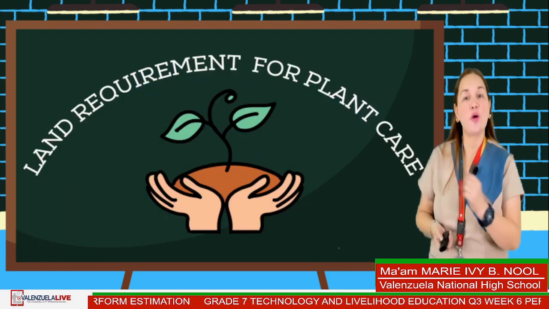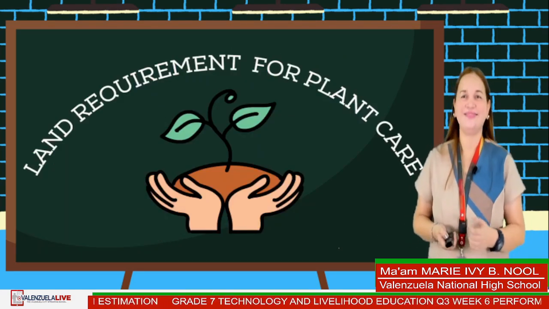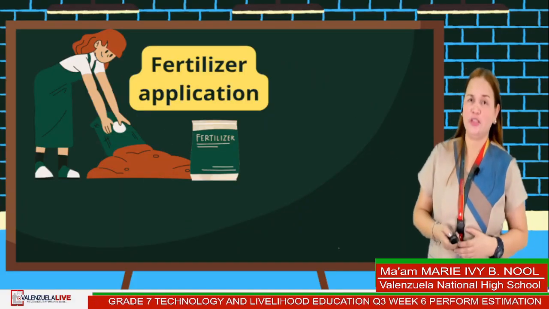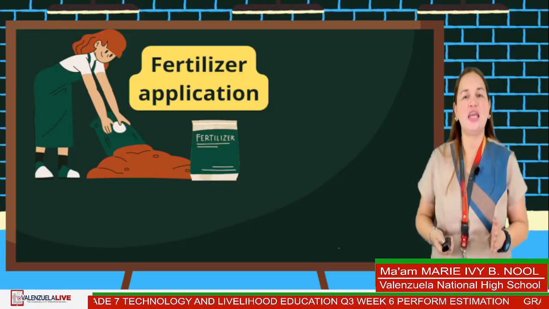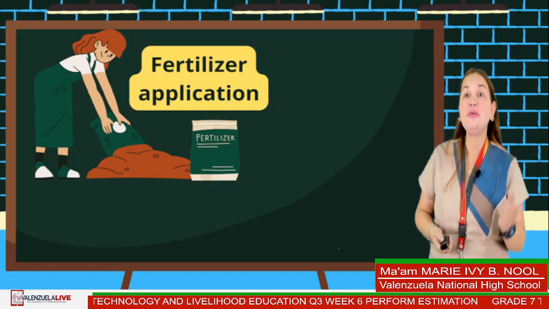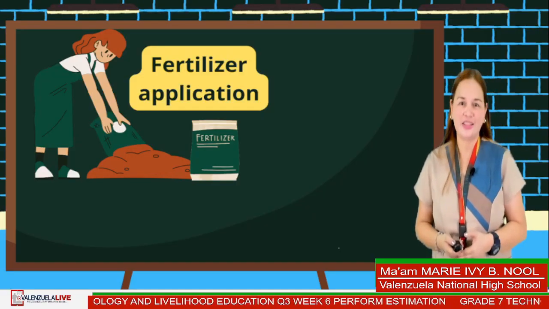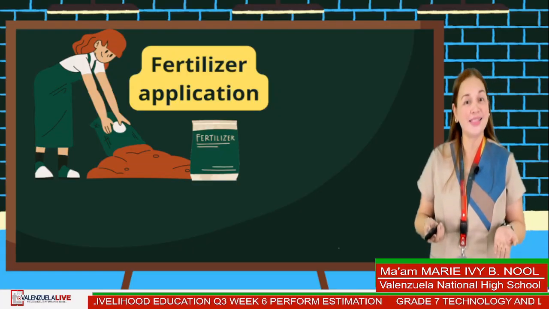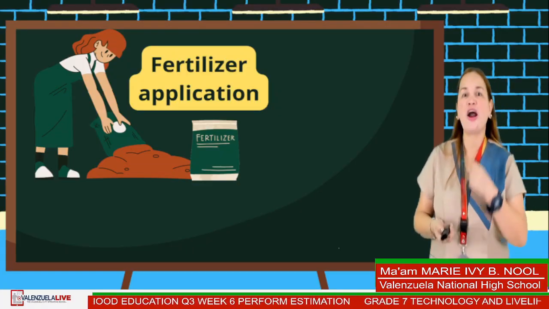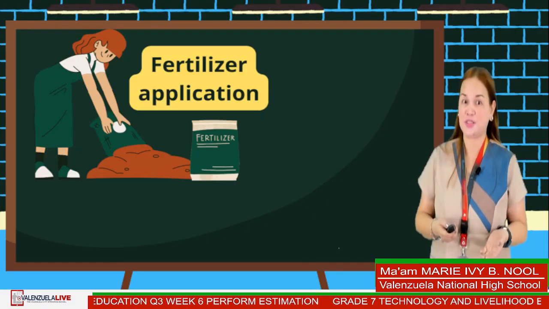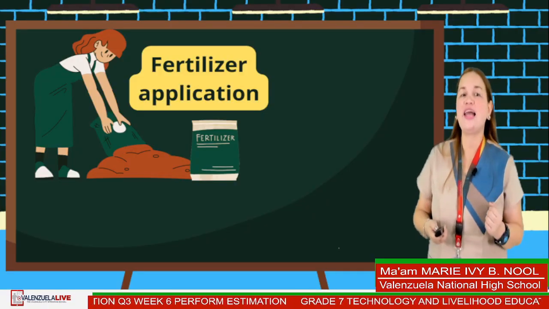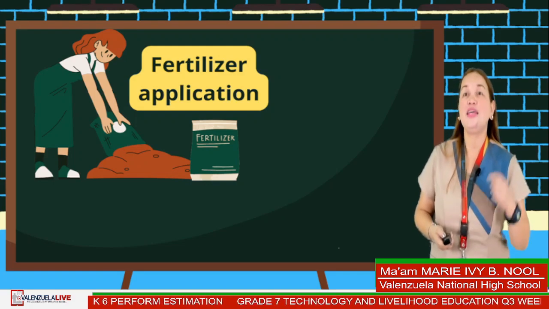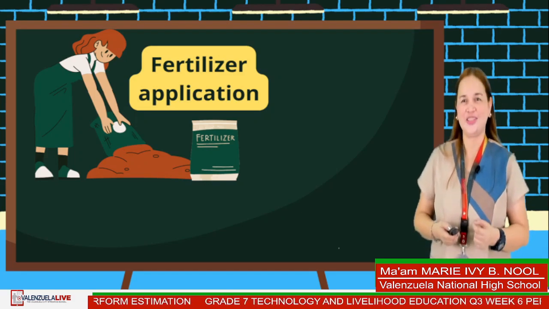Next is land requirement for plant care. Fertilizer application. Fertilizers are used daily by farmers and families to help crops and gardens grow, whether for a small garden of flowers and plants or a large farm with thousands of acres of crops. A wide range of fertilizers have been developed to help different crops grow in different soil and weather conditions.